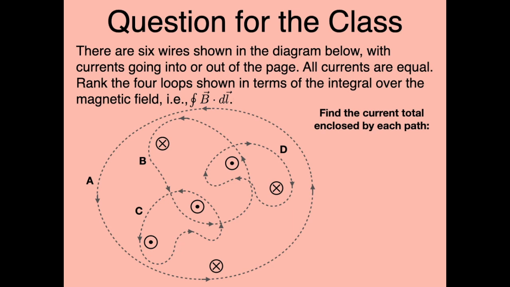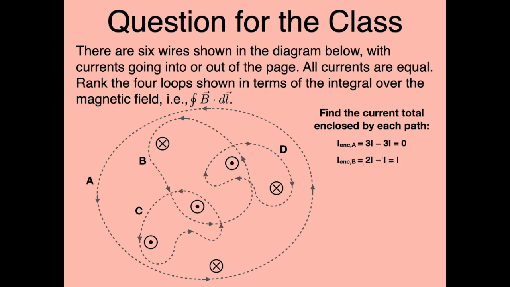Now path A surrounds all 6 of the wires, and 3 of those wires have a current that's coming out of the page, and then 3 of them have a current that's going into the page. So if I think about the total enclosed current, I would have to take 3I minus 3I, because again, the 3 currents going out of the page are in the opposite direction as the 3 currents going into the page, so they do cancel out, and overall we get 0 enclosed current.